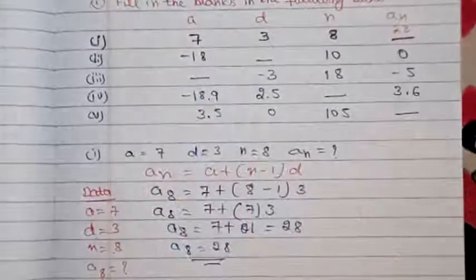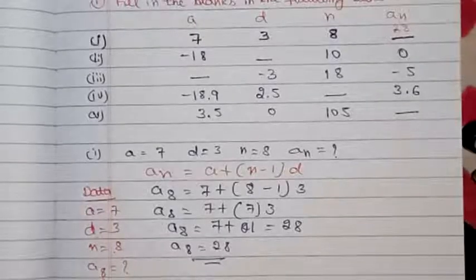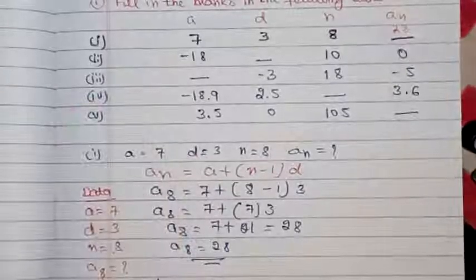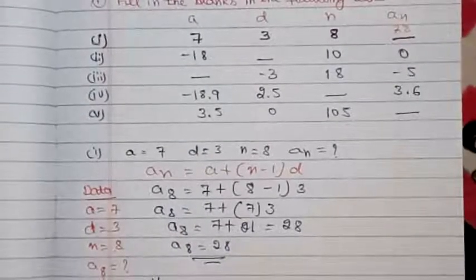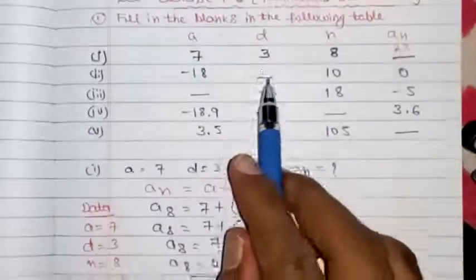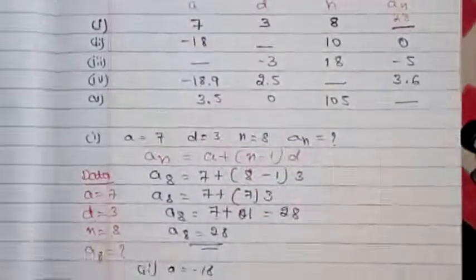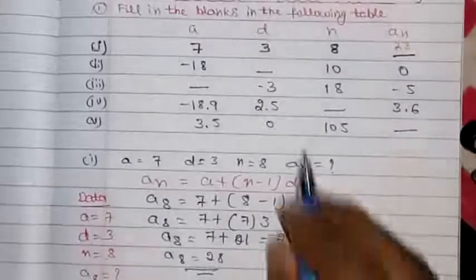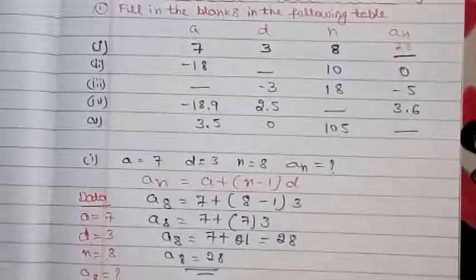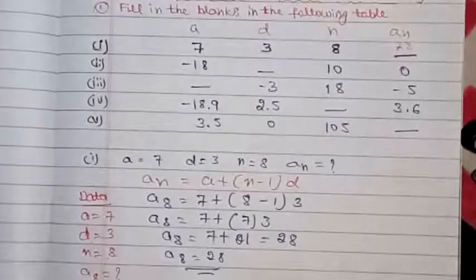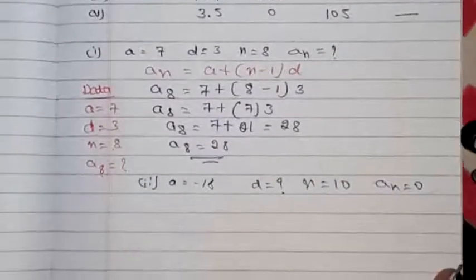Okay, I'll take the second one. Whatever data they have given, I'll write down. They have given A equals minus 18. Next, you need to find D, so D equals question mark. The third one is N, which is 10, so N equals 10. And the last one is An, which they have given as 0. Right, so this is the second question that we need to solve.